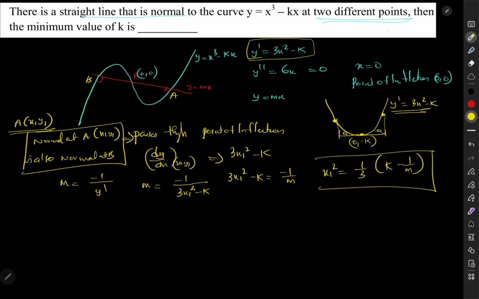Okay, so we got one equation. How did we get this equation? We took the normal as y equal to mx because it passes through the point of inflection, which is the origin. Now its slope is m, that is equal to dy by dx at A. Okay, so we got this.